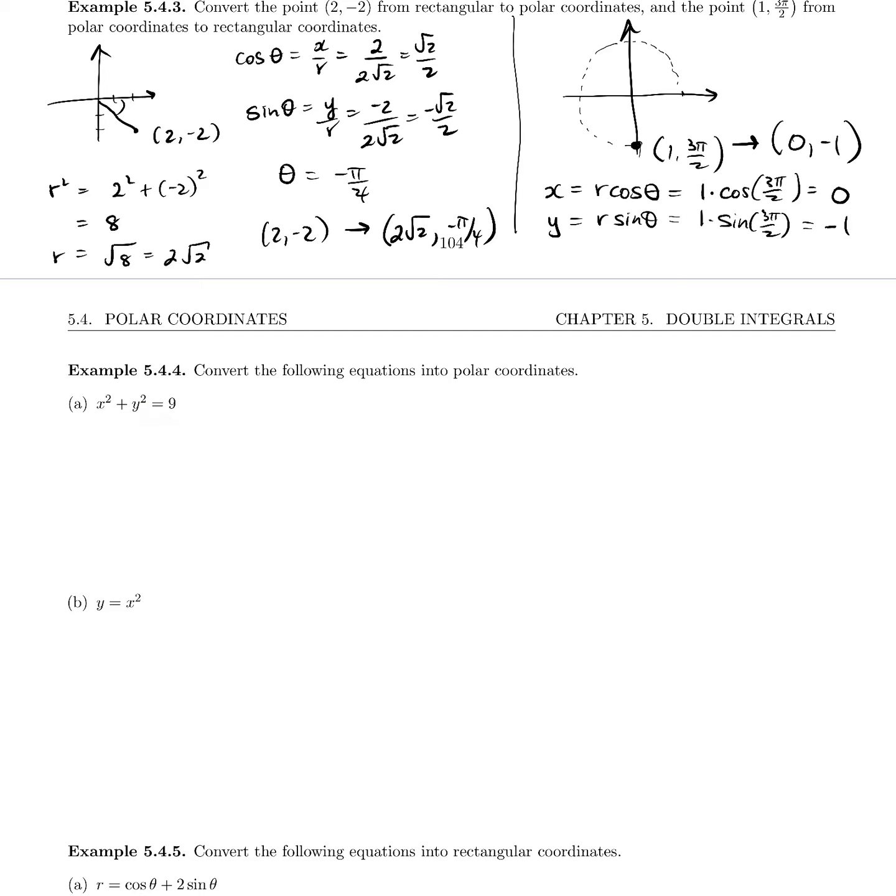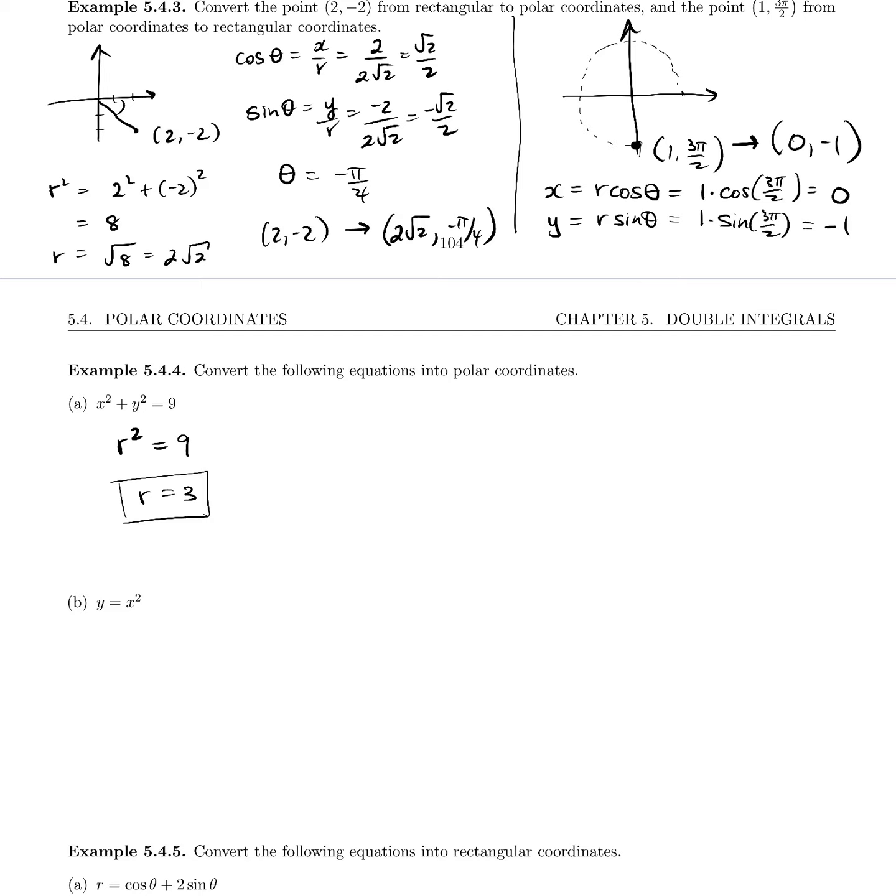X squared plus y squared is equal to 9. We know that that is a circle. Well, using our relationships from up above, x squared plus y squared is r squared. So r squared is equal to 9, or quite simply, r is equal to 3. So that is a very nice, simple, easy way of describing a circle centered at the origin. Right? So you can see an advantage right away, simplicity of some curves in polar coordinates.